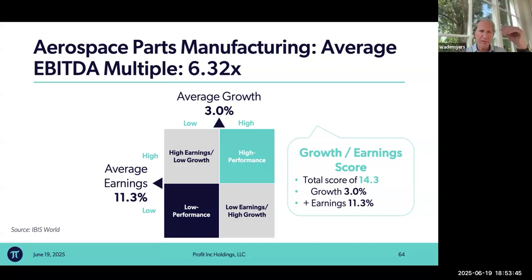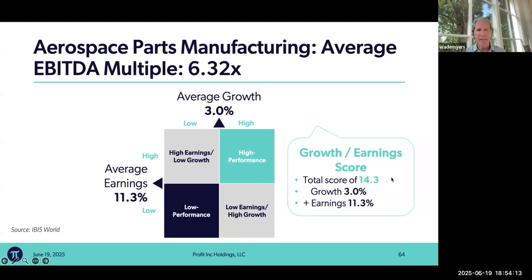So I took one of those 6 manufacturing sectors, aerospace parts manufacturing. Their average EBITDA multiple is 6.32x. Their average growth is 3%. Average earnings 11.3%. So if you're a high performance company in the upper right, that's where you want to be. You're going to drive a higher multiple. Now, what's that growth earnings score? It's 14.3, right? We're just adding the 3 plus the 11.3, drop the percent, growth earnings of 14.3.